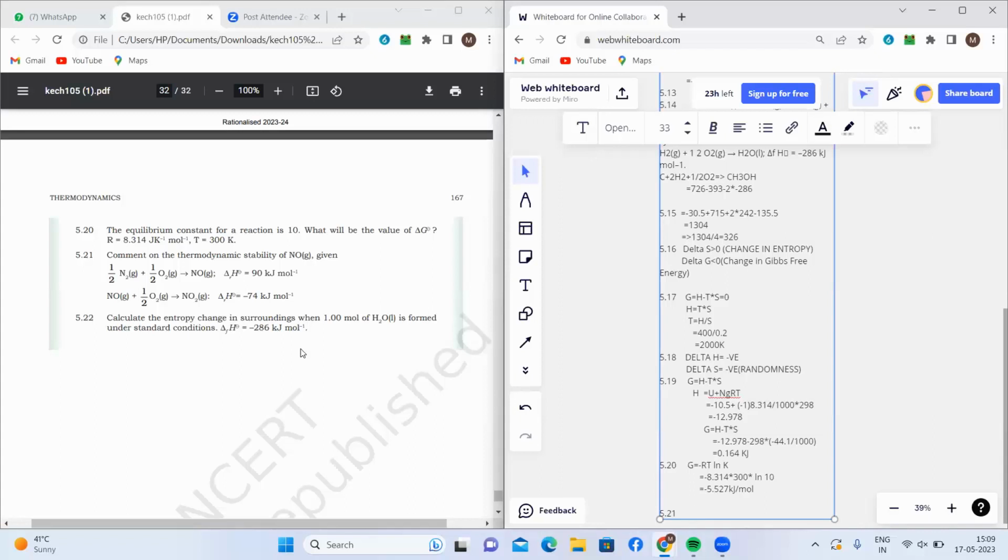सो 5.21, इफ डेल्टा एच इज पॉजिटिव, सो फॉर NO द थर्मोडायनामिक स्टेबिलिटी इज अनस्टेबल, एंड फॉर NO2 इट इज स्टेबल बिकॉज डेल्टा एच इज नेगेटिव. जब भी डेल्टा एच नेगेटिव होगा तब वो चीज स्टेबल होगी, जब भी डेल्टा एच पॉजिटिव होगा तब वो चीज रिलेटिवली अनस्टेबल होगी. अनस्टेबल तो नहीं बोल सकते लेकिन रिलेटिवली अनस्टेबल होगी. ठीक है.